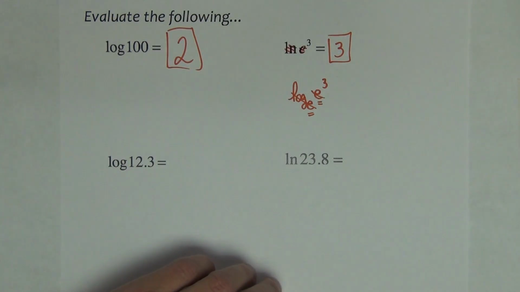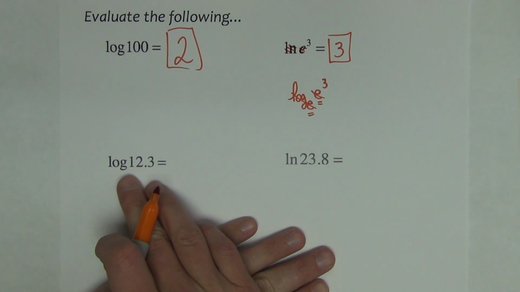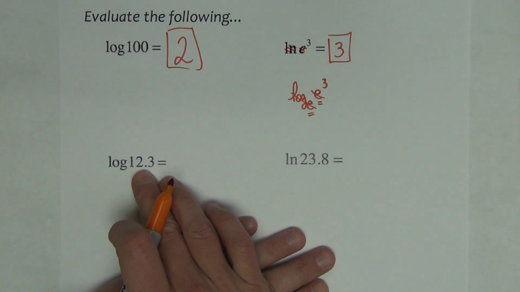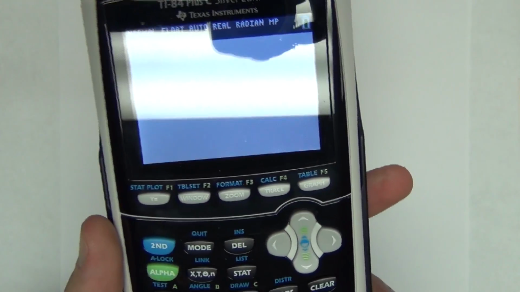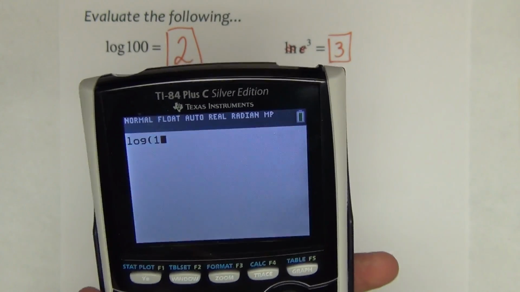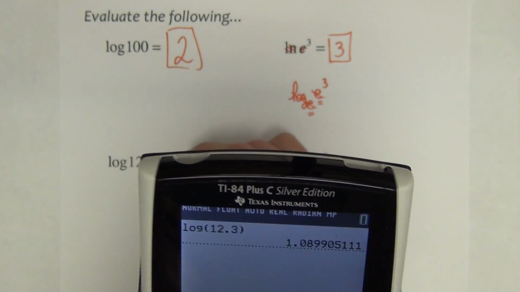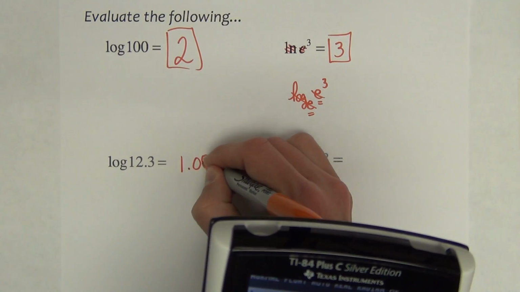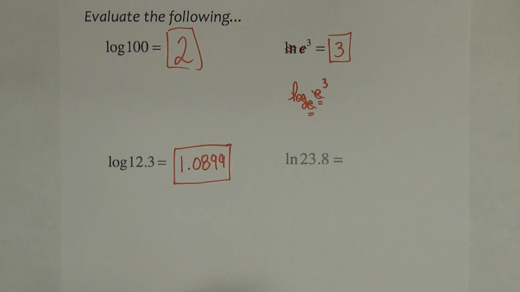Okay. Now this next one is slightly more challenging to do mental math on, but what this means is 10 to what power is equal to 12.3? And I don't know that because 12.3 is not an integral power of 10. So I'm just going to use the calculator to evaluate it. Log 12.3, and I'll round to a decimal. 1.0899. It's generally pretty standard practice to use 4 decimal places when working with logarithms.